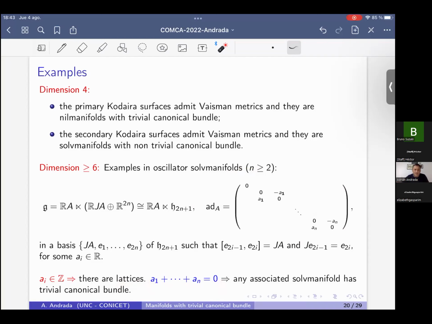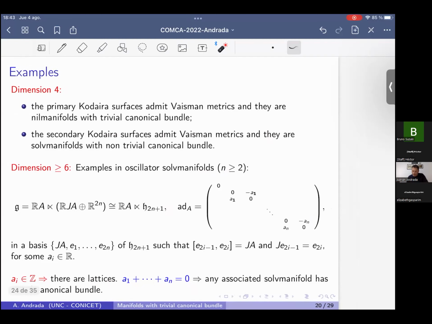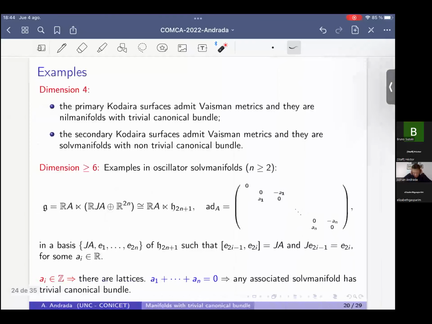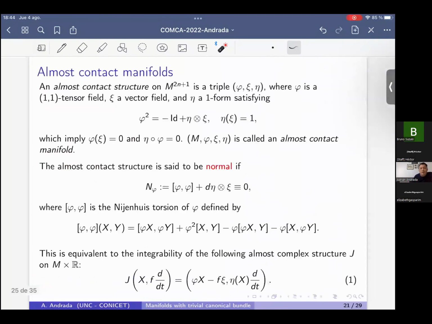Okay, so this is the first part of the talk I wanted to talk about. I'm moving to another setting, not in the Lie group setting, but well, the Lie groups will appear also. But we will show how to construct complex manifolds beginning with almost contact manifolds. And we will see when these complex manifolds have trivial canonical bundle. It will not be a complete characterization. We will only give some sufficient conditions, but they are by no means necessary.